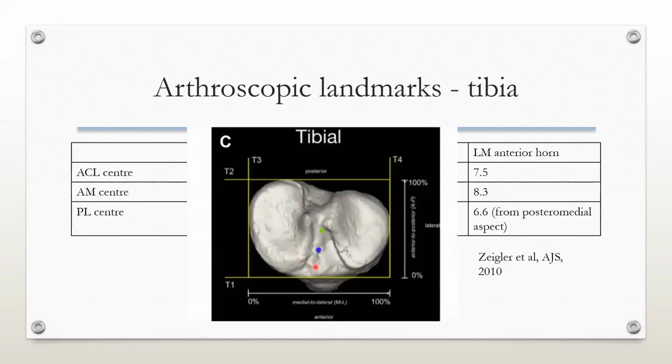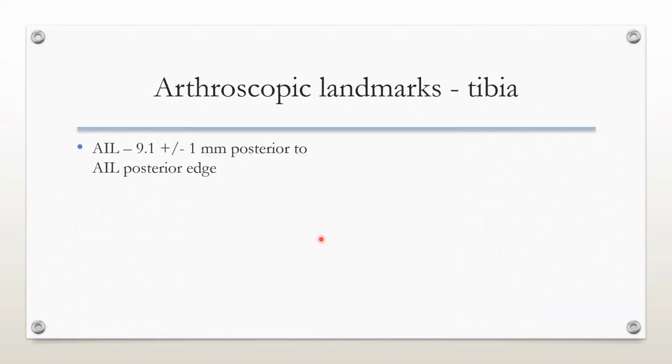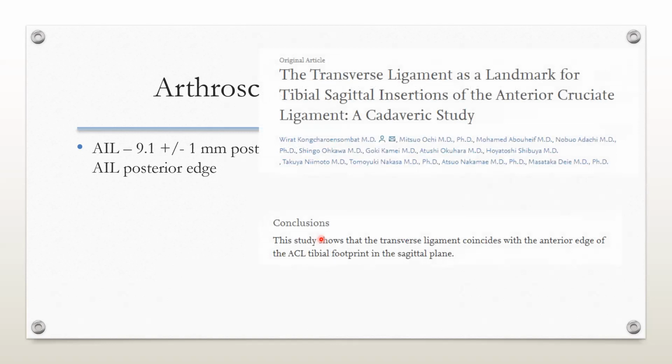This is a diagram depicting the same, where the green point denotes the center of the posterolateral bundle, and the blue point denotes the location of the anteromedial bundle. The center of the natural ACL would be between these two points at around this level. With respect to the anterior intermeniscal ligament, a published study showed that it corresponds to the ACL ridge in the sagittal plane.